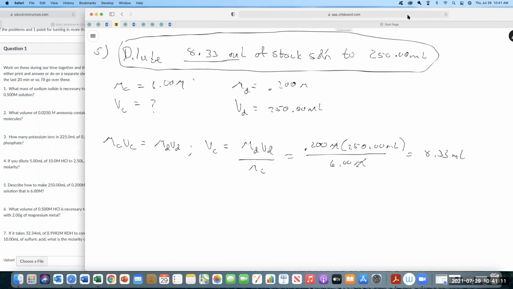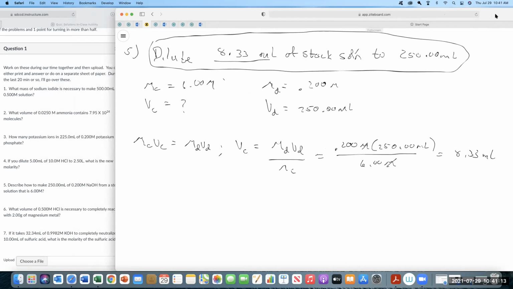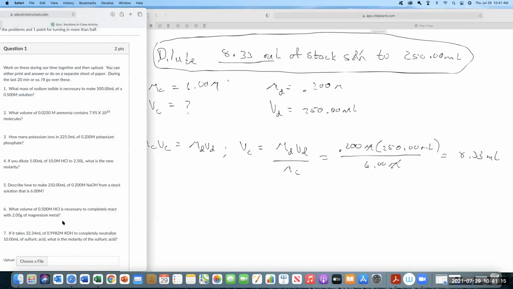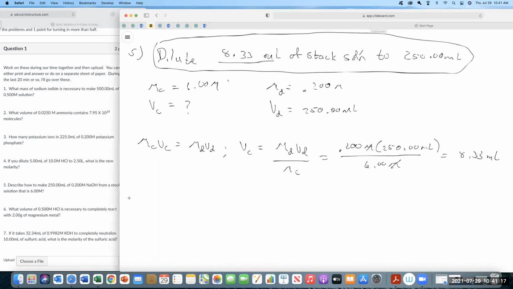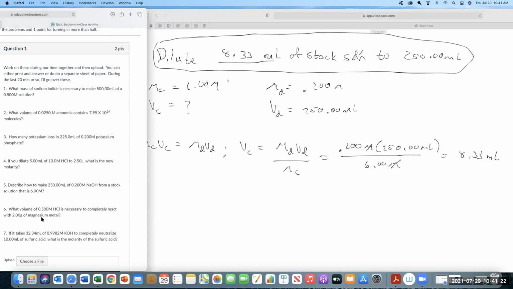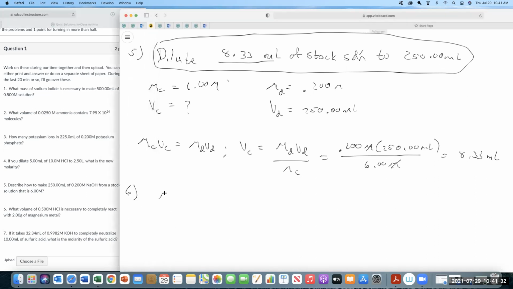All right, let's look at number 6. Number 6 says, okay, we're going to react. So what volume of HCl is necessary to react with magnesium metal? So that means, again, if you're told about one thing and asked about another, you need a relationship between them. And so it's reacting with, so we should write the reaction, Mg plus HCl.